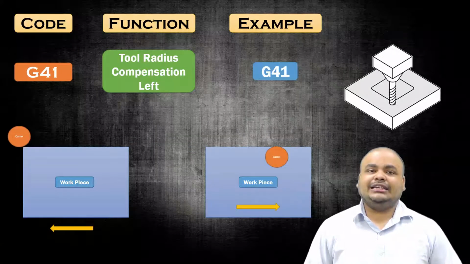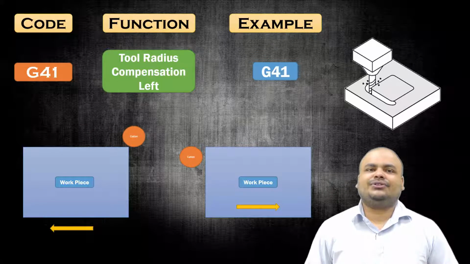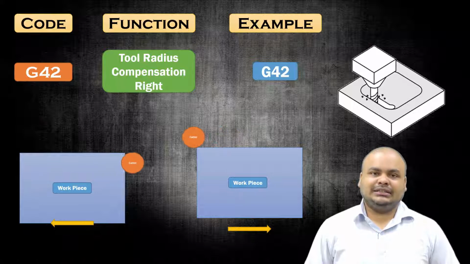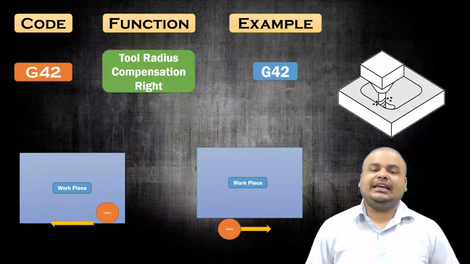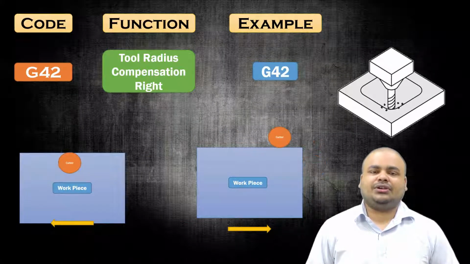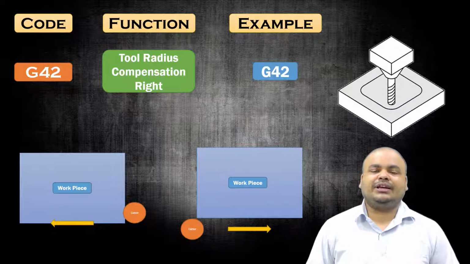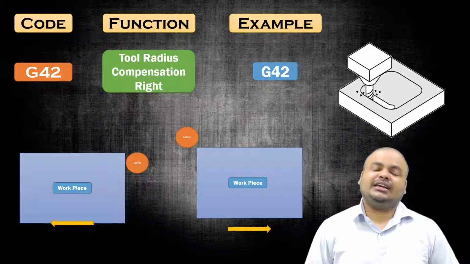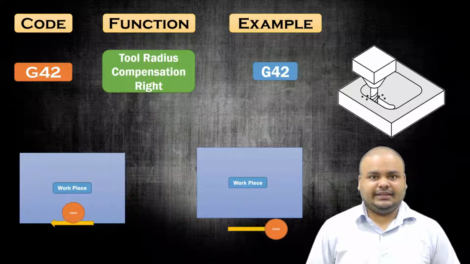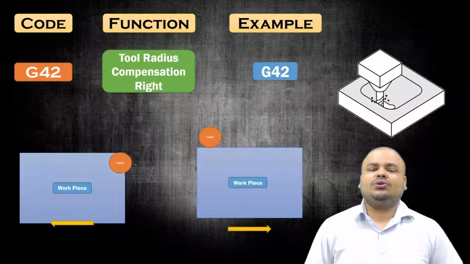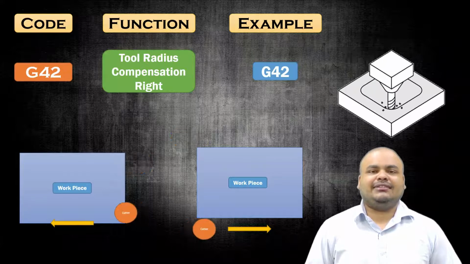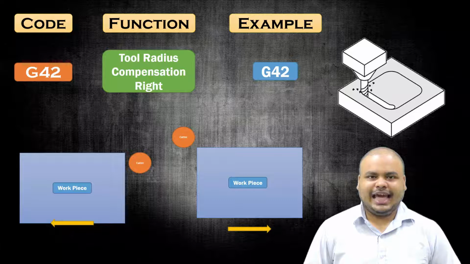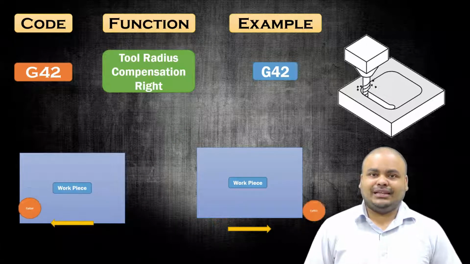And similarly G42, here the cutter will shift completely to the right hand side. It also depends on the movement direction of the cutter, and as per that it will compensate towards its right side as per its radius. Okay, so these are the tool nose radius compensation left side, right side, and G40 was tool nose radius compensation cancel. That was all for today's G codes.